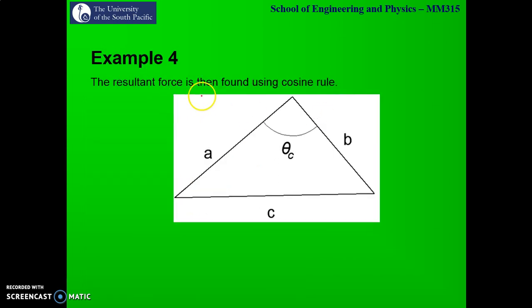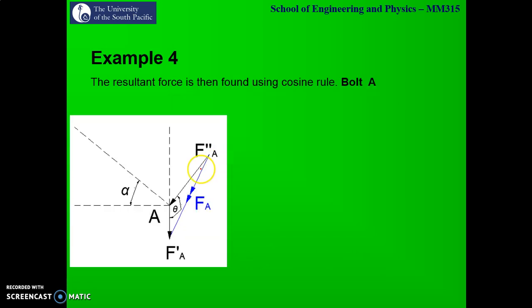So what happens is, the resultant force is calculated using the cosine rule. What the cosine rule says is that the length c squared is equal to a squared plus b squared minus 2ab cos theta c. So if this is the length that you are looking at, this is the side, then the corresponding angle is theta c. So we'll use our cosine rule to calculate our resultant forces.